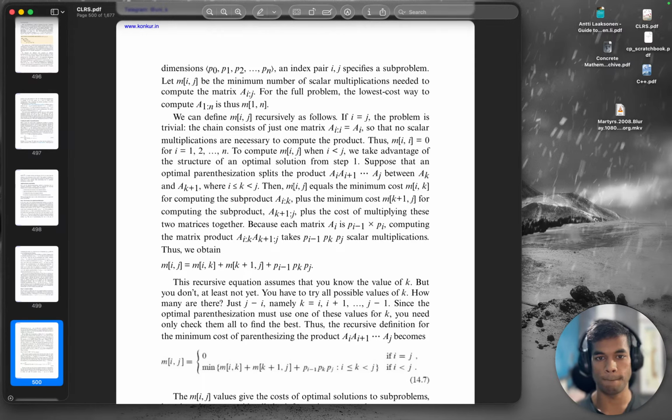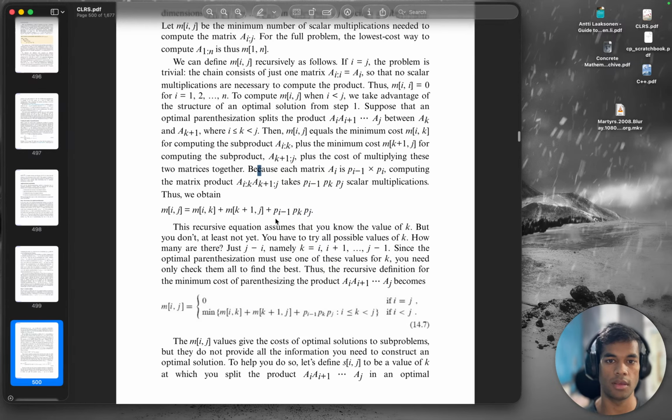Then mij equals the minimum cost from i to k for computing the left subproduct, and m k plus 1 till j for computing the right subproduct, plus the cost of multiplying these two matrices together, because each matrix Ai is p i minus 1 into p i. Yeah, those are the dimensions for the ith matrix, p i minus 1 and p i.